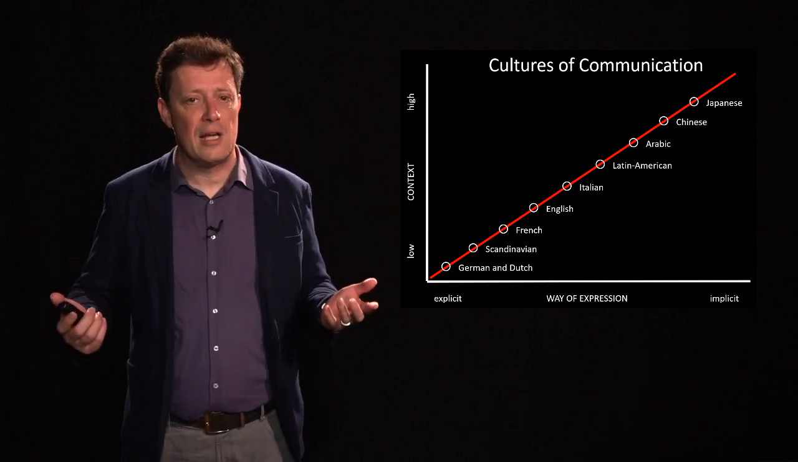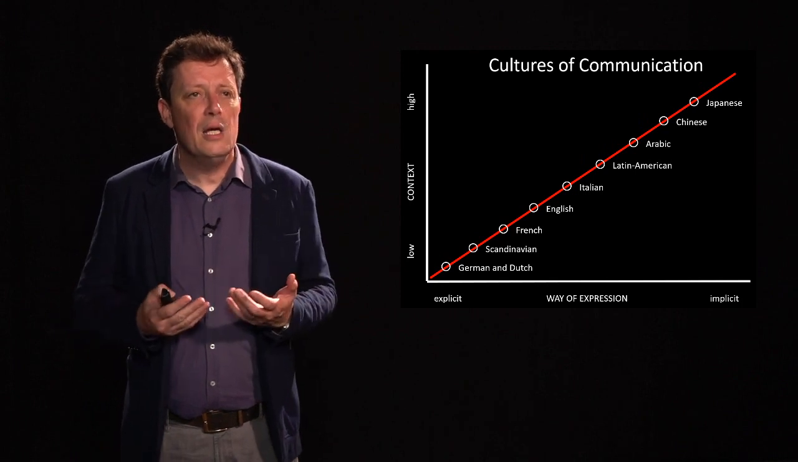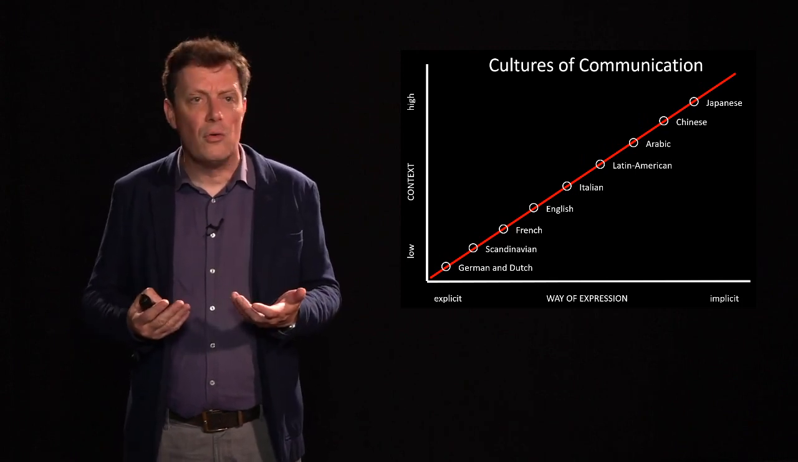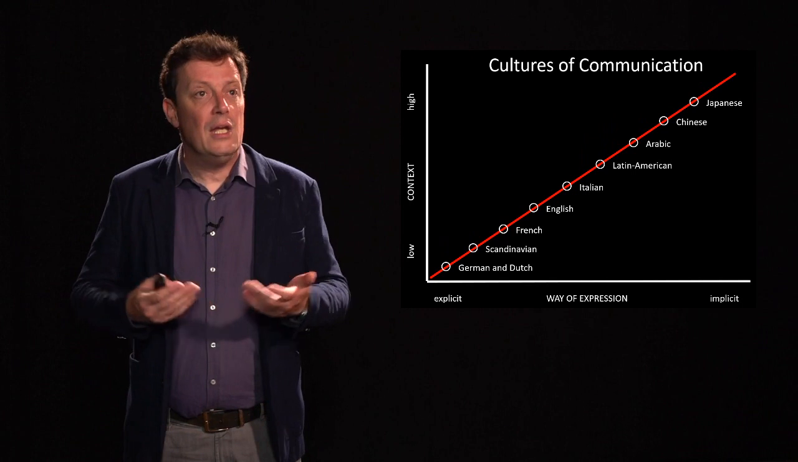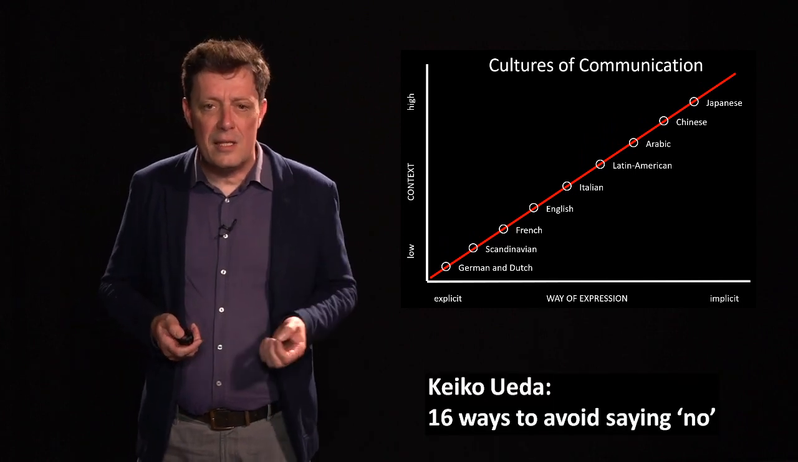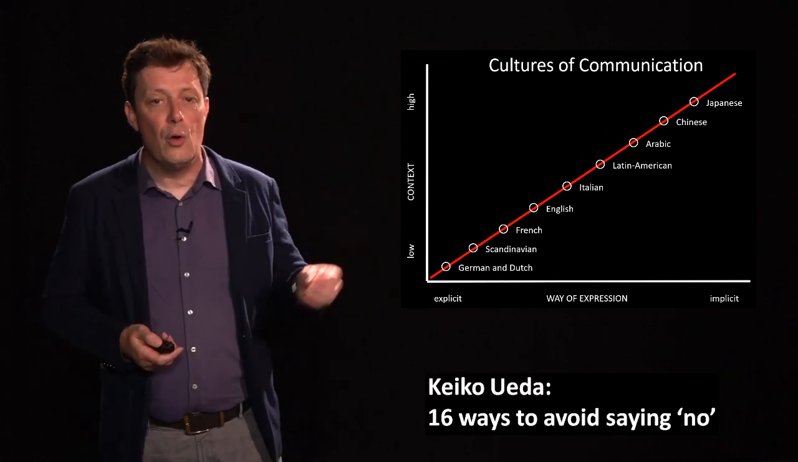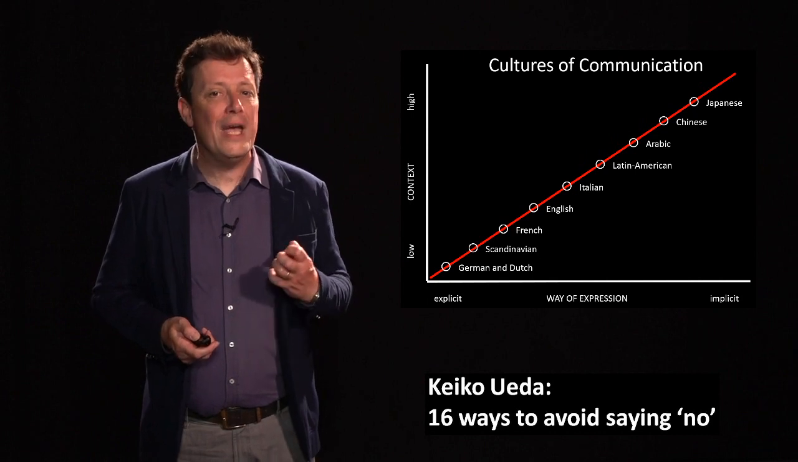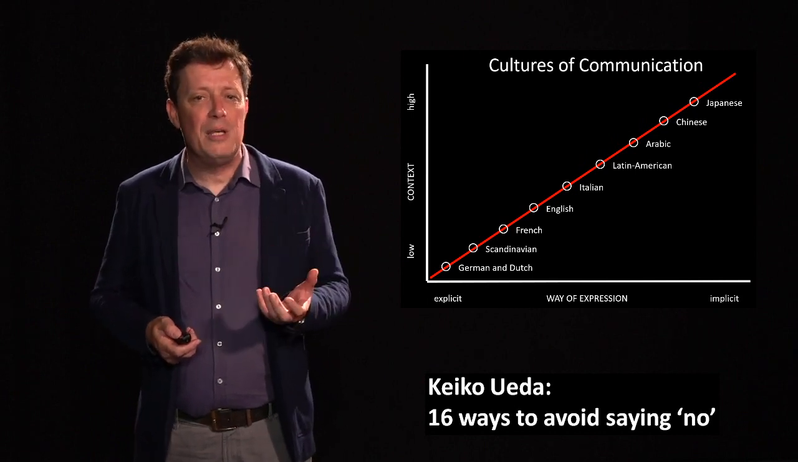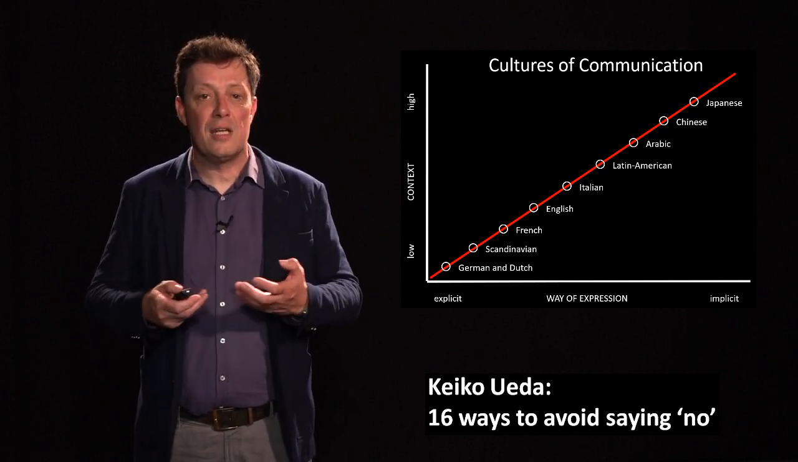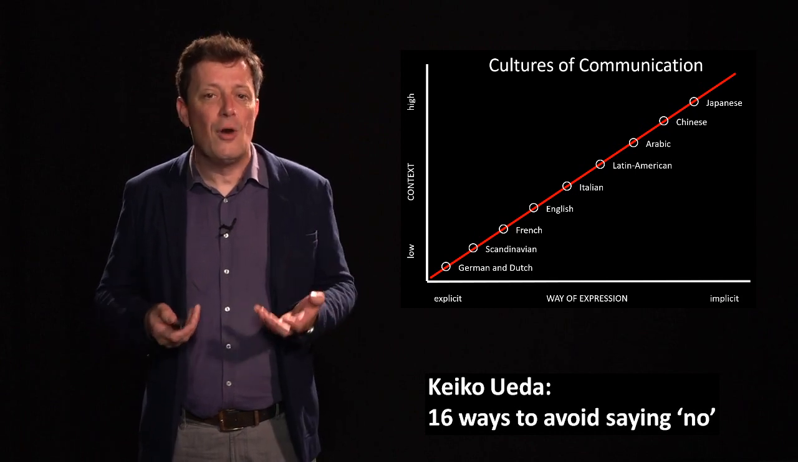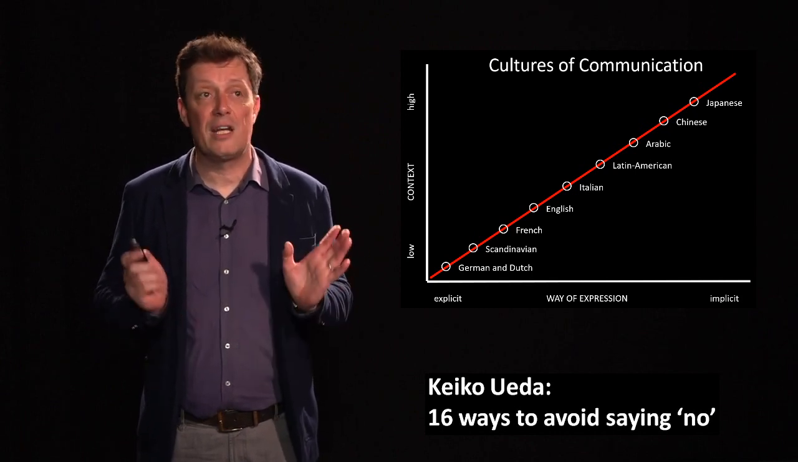No in high context cultures is more likely to be perceived as impolite or as unfriendly. In her essay, 16 Ways to Avoid the Word No in Japan, Keiko Ueda points out that Japanese people are raised to find it impertinent to answer inquiries with a direct no.